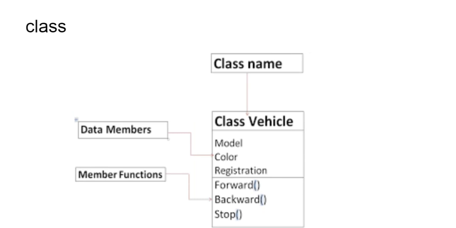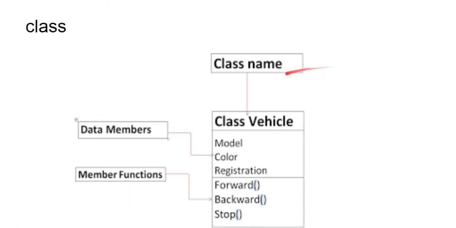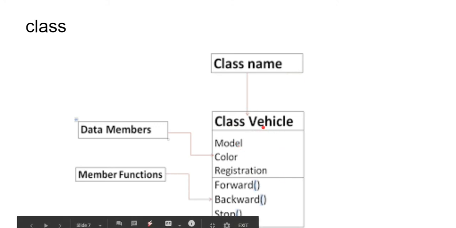We have a class name. For example, this is a simple template. We have a class name here. We have the data members and the member functions. They have model, color, registration, and we have member functions that are forward, backward, stop. That is a car vehicle. So this class contains the class name, the data members, and the member functions.